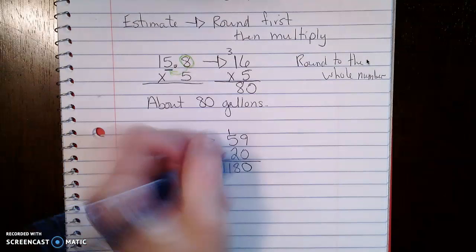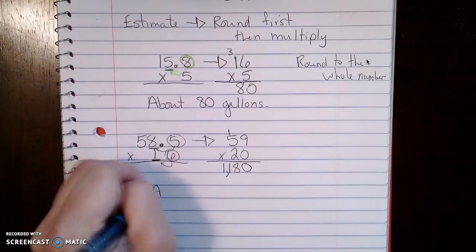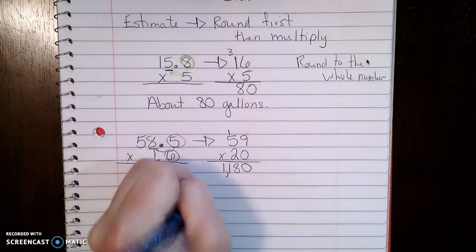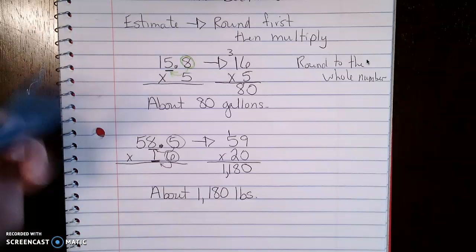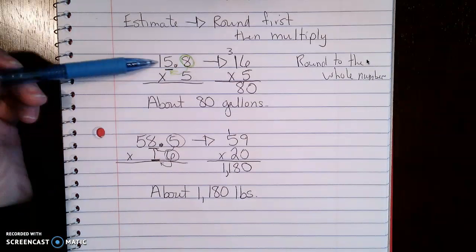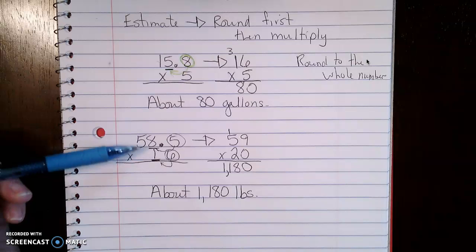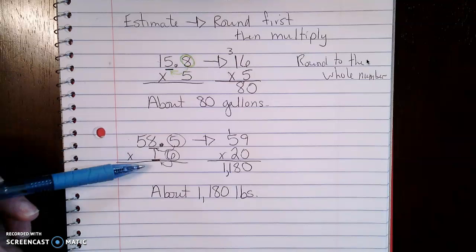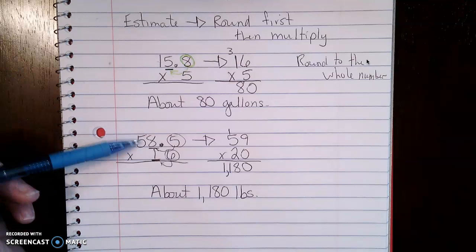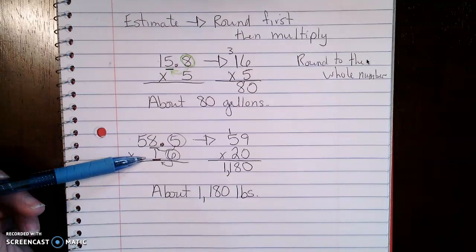And then I have 1,180. So my answer would be that the weight of the boxes is about 1,180 pounds. Okay, so just remember if I have a problem where one factor contains a decimal and one is a single digit, I round only the decimal. And if I have a problem where one number is a decimal and one is 2 digits, I'm going to round the number with the decimal to the ones place, or the whole number, and the one with 2 digits to the tens place to make my multiplication easier for me.